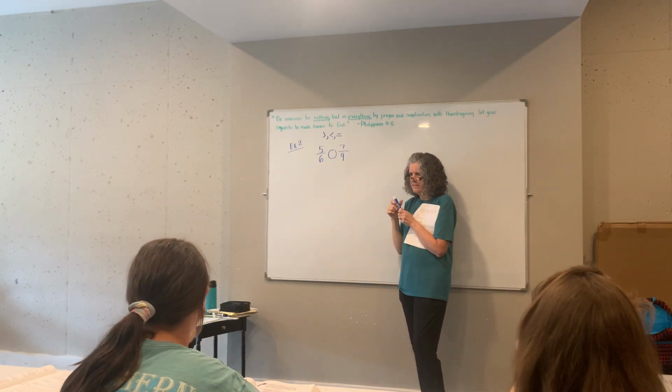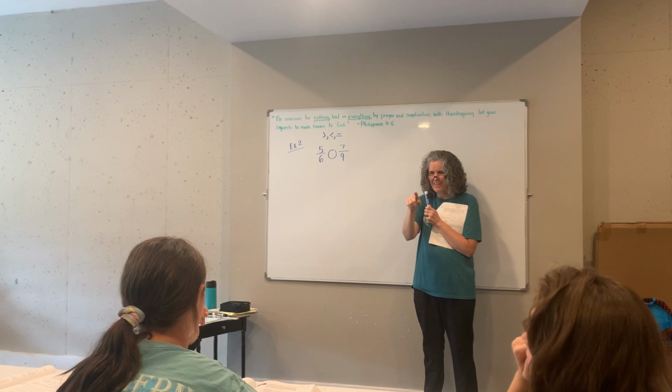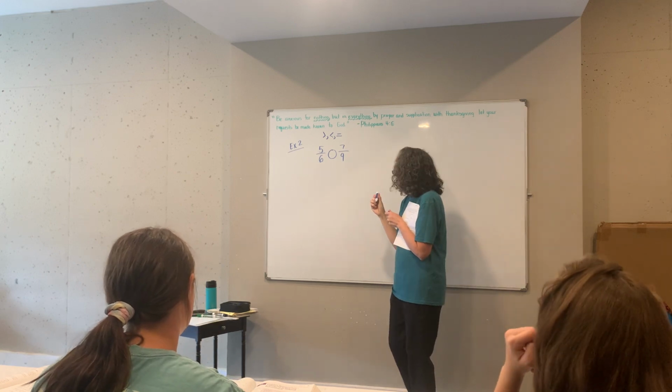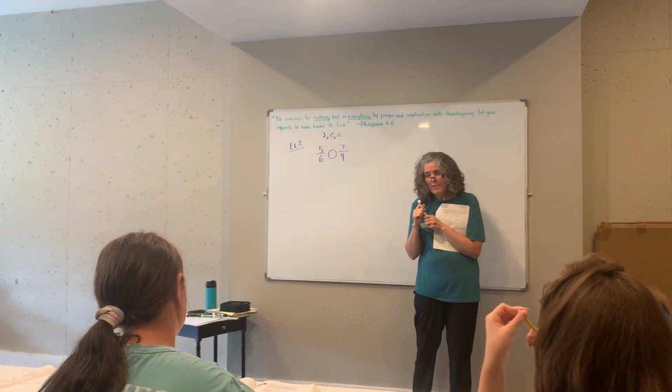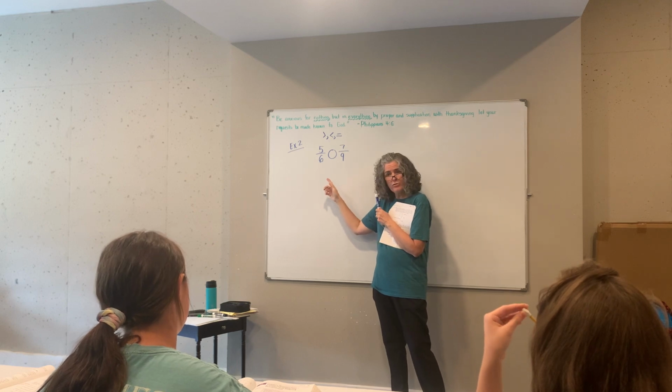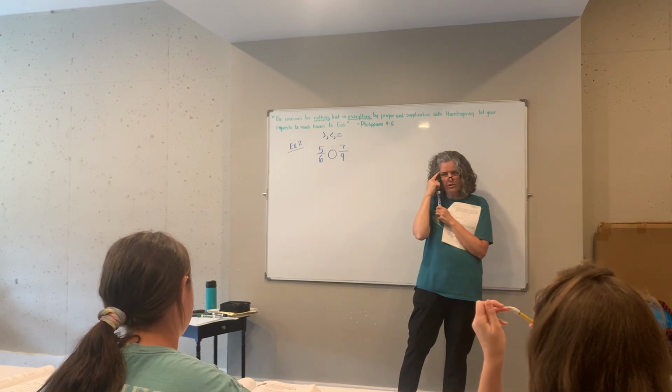Go for it, Eli. No? Okay, that's okay. Violet, go for it. 3 will go into both of them, but I want something I can make them both become. So you're thinking factor, that's okay.